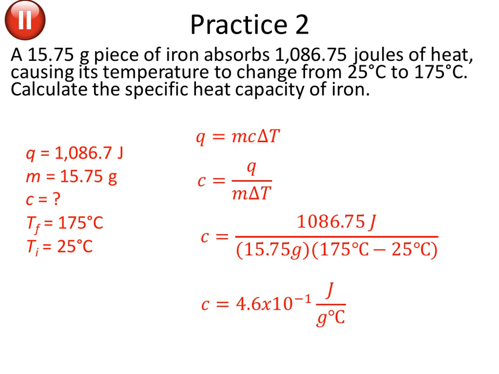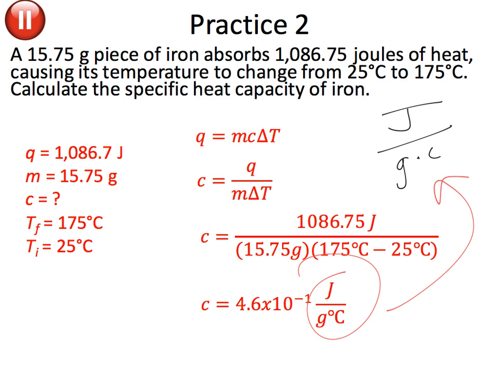And here are our joules. We have to make sure that we get the unit into joules because the unit of specific heat capacity is joules per gram degrees Celsius. So we need our units in joules, grams, and degrees Celsius. We have our joules, our grams, and our temperature change. What you'll notice is that we get joules divided by grams degrees Celsius, which is the same unit that we expected. And so we get 4.6 times 10 to the negative 1, because we have two significant figures, and that is our answer for this question.